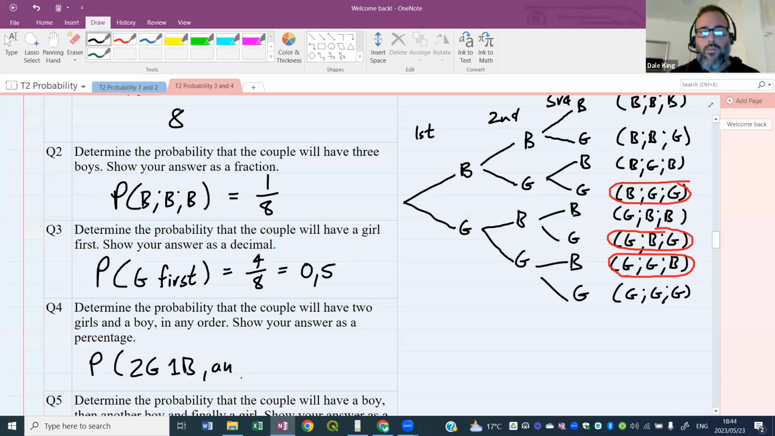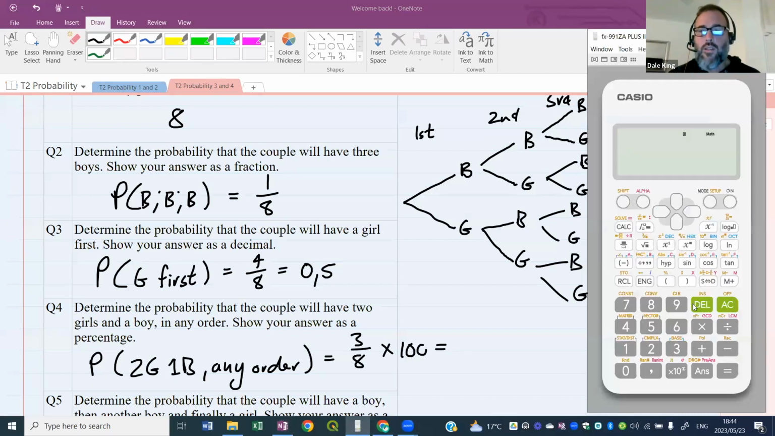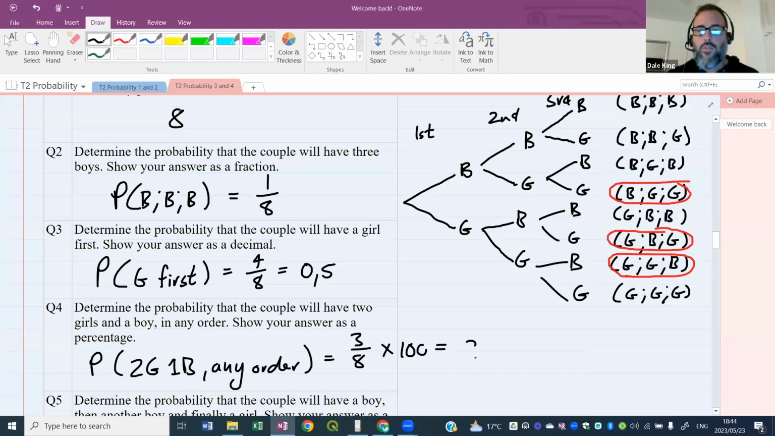So the probability of getting 2 girls, 1 boy in any order is equal to 3 out of 8. And to show that as a percentage, I times by 100. As easy as that. Get the calculator. 3 over 8 and times by 100. 37,5. I like showing the second decimal. It's not a big issue if you don't. I just like showing the second decimal. There we go. Good job.